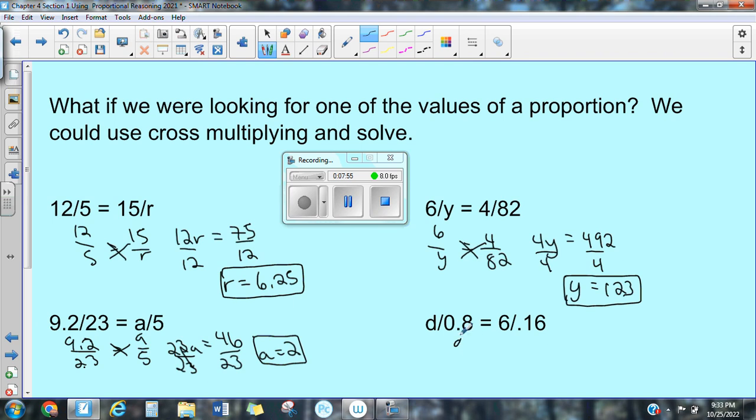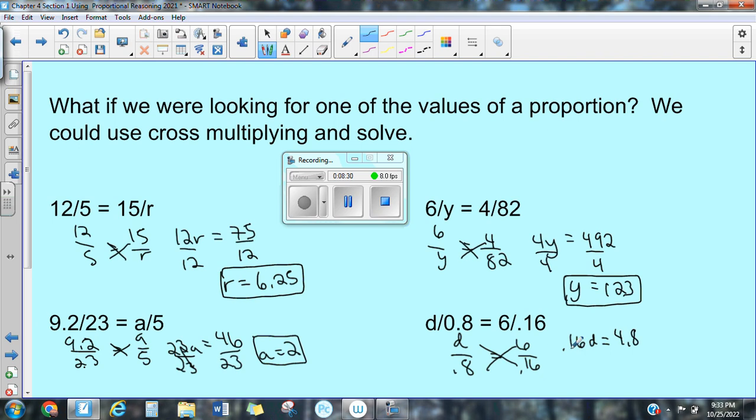Okay, in our last problem, d over 0.8 equals 6 divided by 0.16. Once again, we'll cross multiply. 0.16 times d is 0.16d equals 0.8 times 6, okay, which is 4.8.